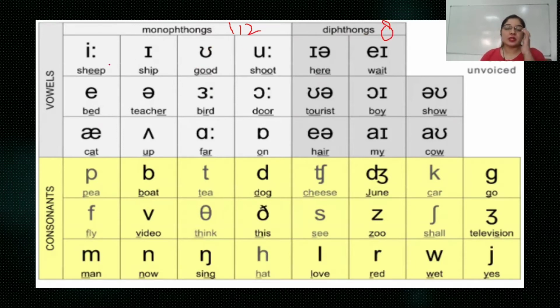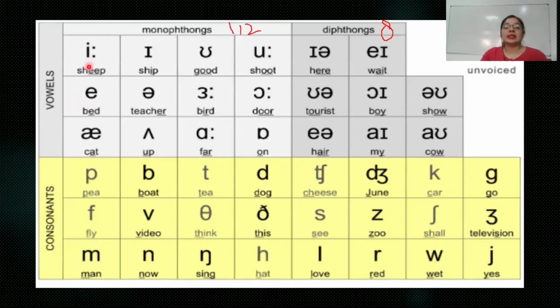So let us do it one by one. First, I'll once tell you through this chart. These are the symbols for each sound. They are 44 in number. Total are 44.